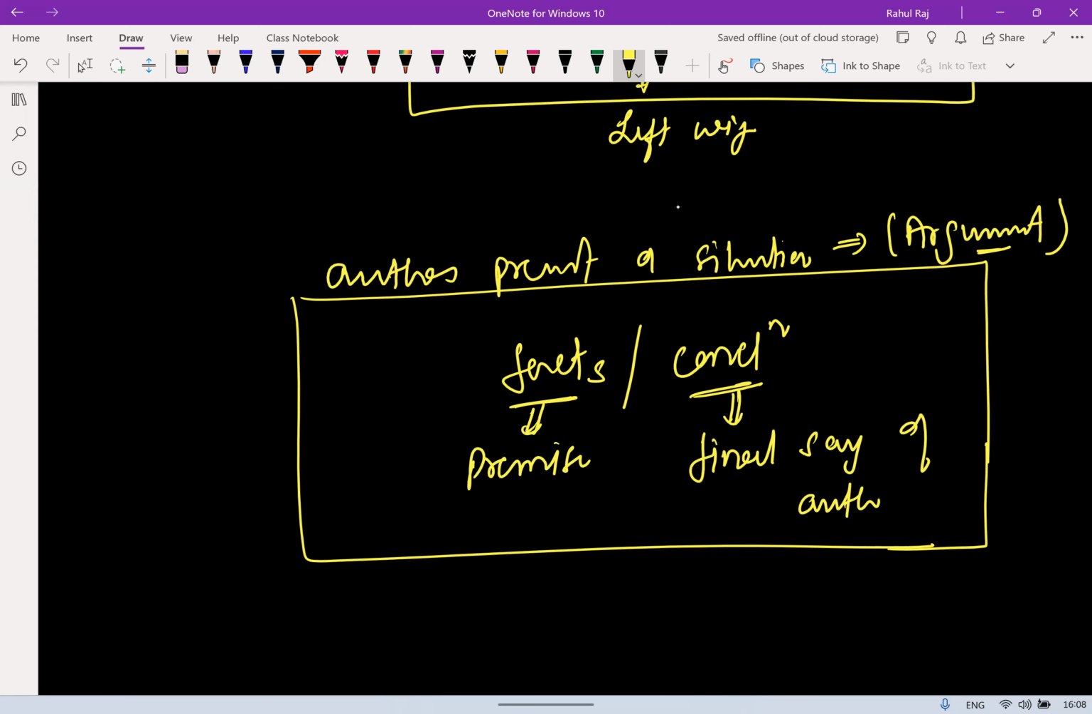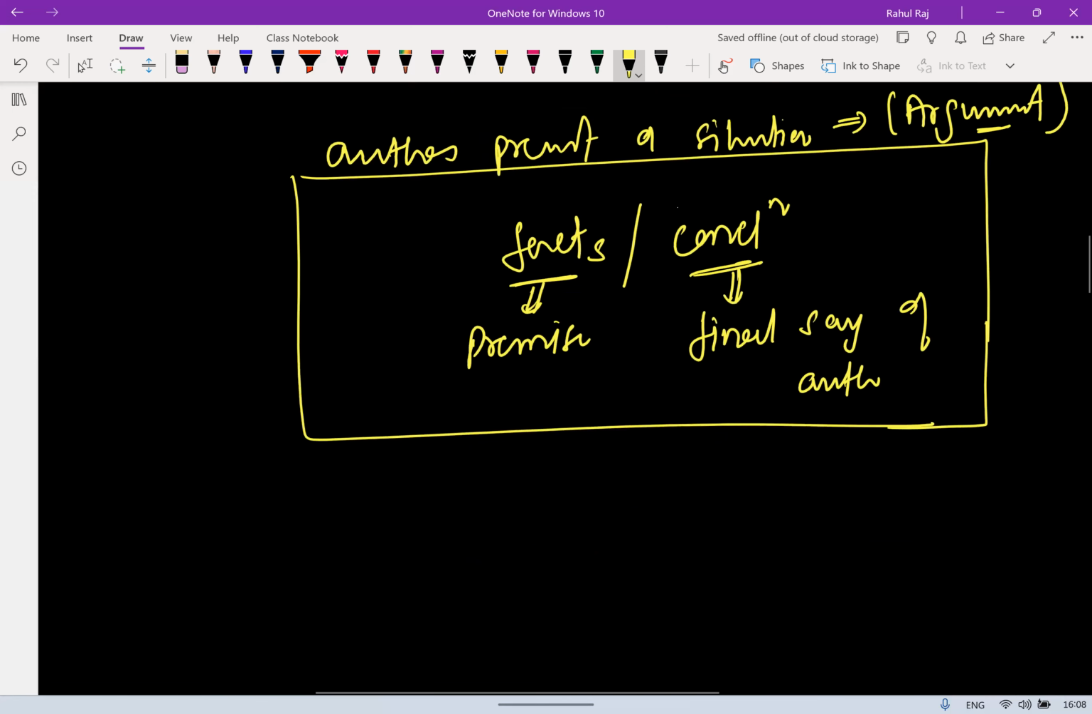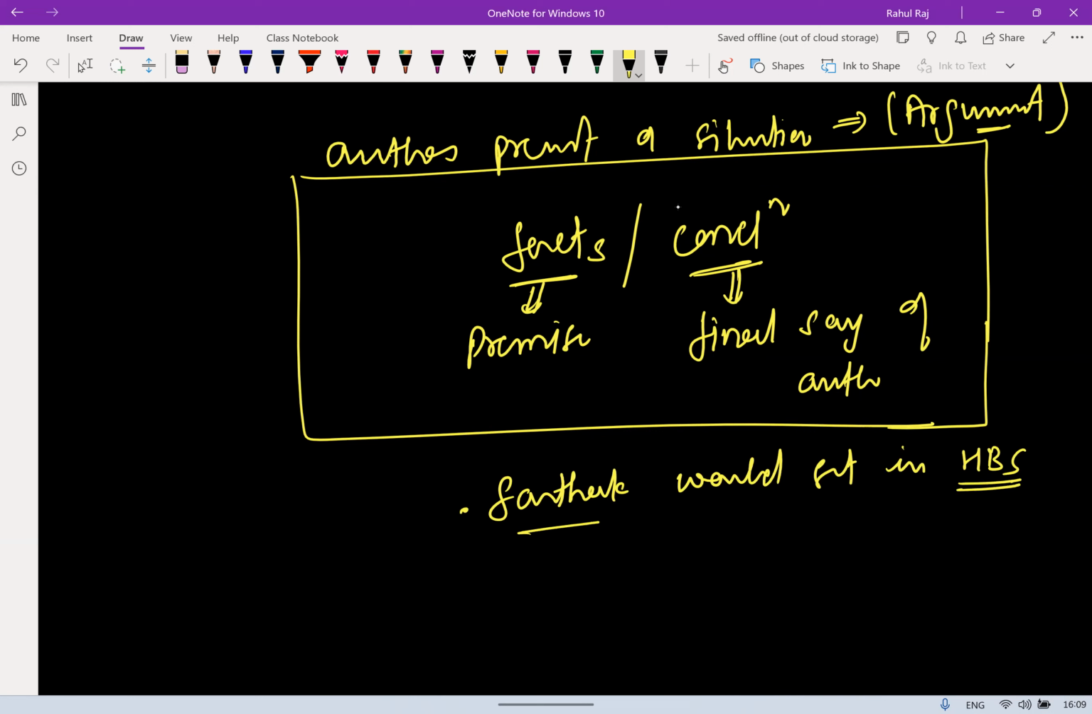So what is an argument? First of all, an argument means that the author is trying to present his message, whatever the author wants to say. Now imagine I want to say that Sarthak would get into Harvard Business School. Before I say that, don't you feel that I'll have to present a lot of facts about Sarthak? I can't directly conclude that Sarthak would get into Harvard Business School, no? How will any third person understand this?